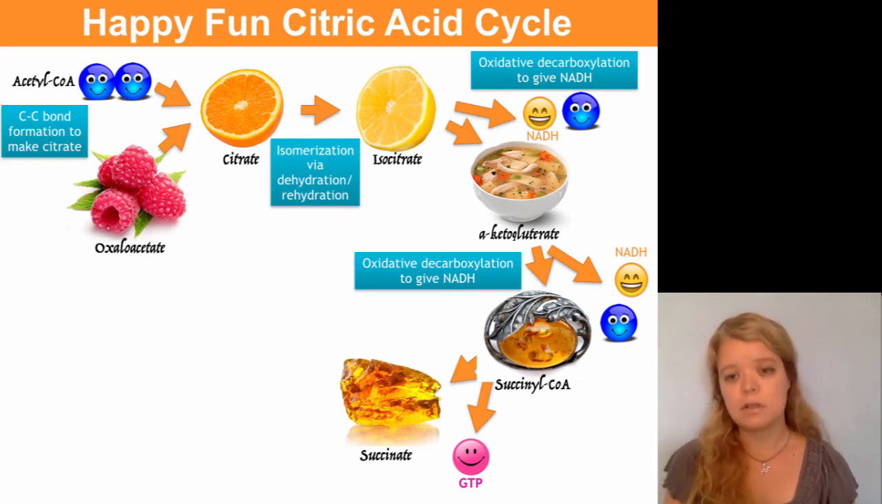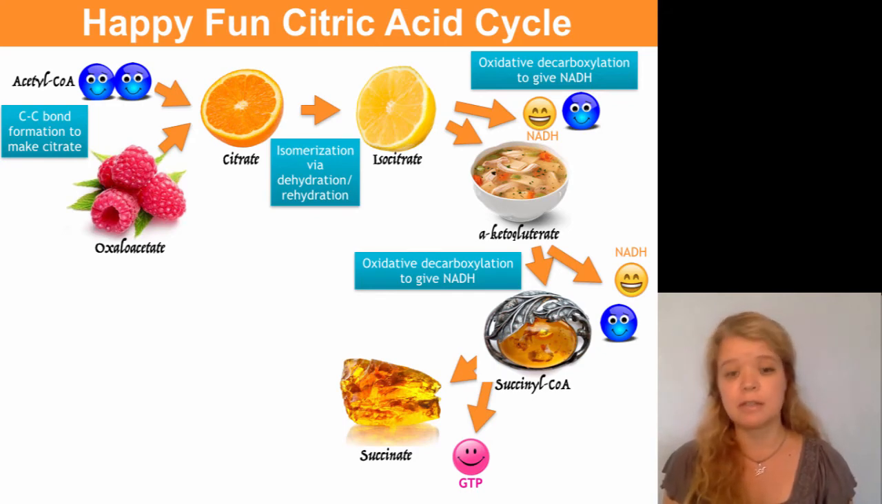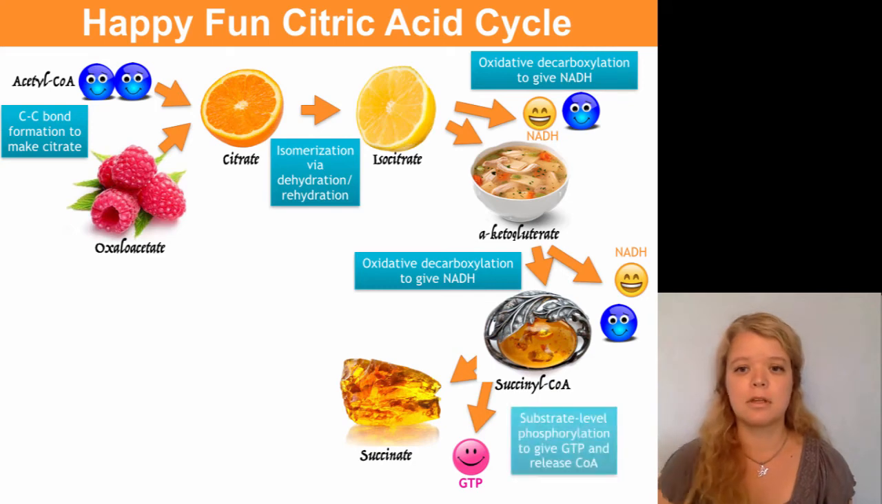So CoA leaves, and we have a substrate level phosphorylation occurring, forming GTP and just succinate, or succinic acid, or actually spirit of amber, which is the old-fashioned name for succinic acid. Because when succinic acid or succinate was discovered, it was actually distilled from amber. Again, substrate level phosphorylation to give GTP and release CoA, and then GTP can be easily converted to ATP by just moving phosphates around. So it's a source of substrate level phosphorylation of ATP in this citric acid cycle.